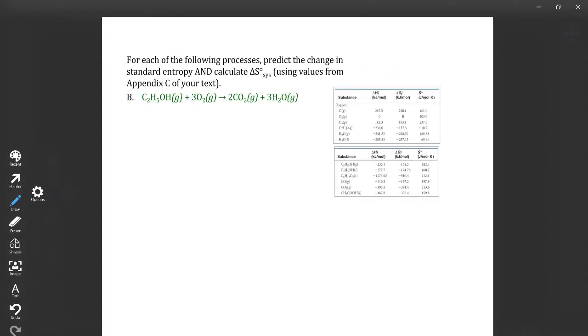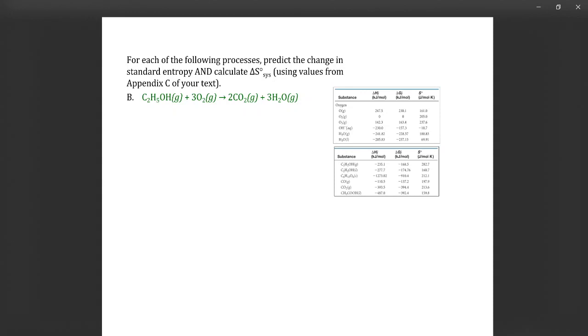Okay, so they want us again to calculate the change in standard entropy, delta S, using the values from Appendix C. Here we have a little bit different problem, very similar, but a little different. We have methanol combining with oxygen to give us CO2 and water. So we have a combustion problem. We're combusting ethanol with oxygen, of course, to give us our standard combustion products, carbon dioxide and water.